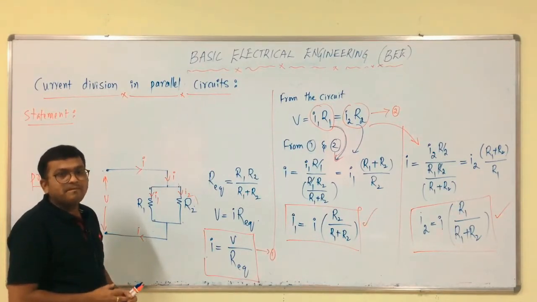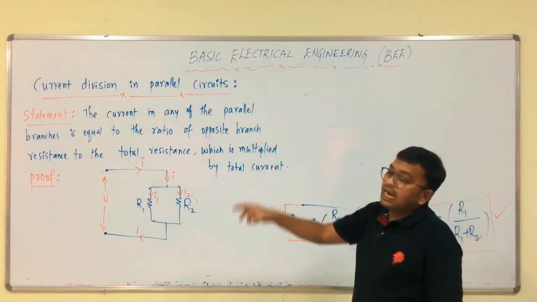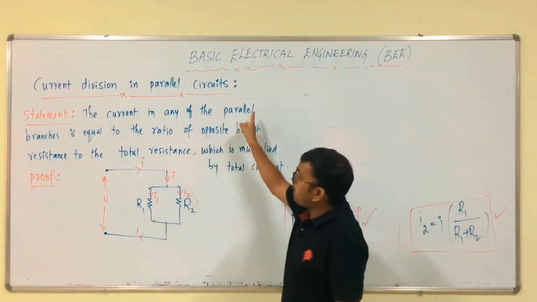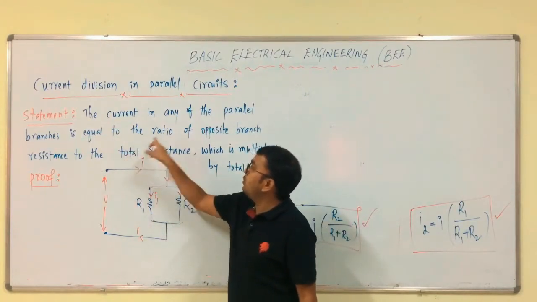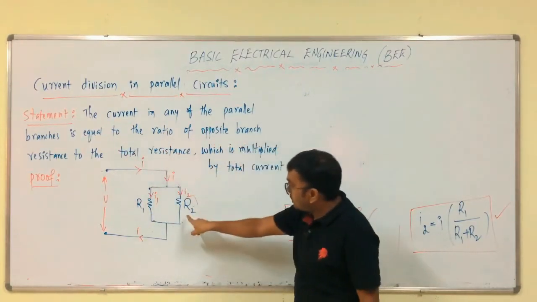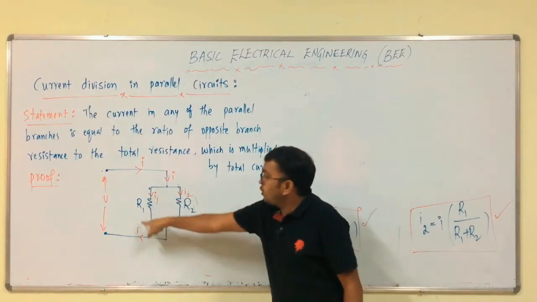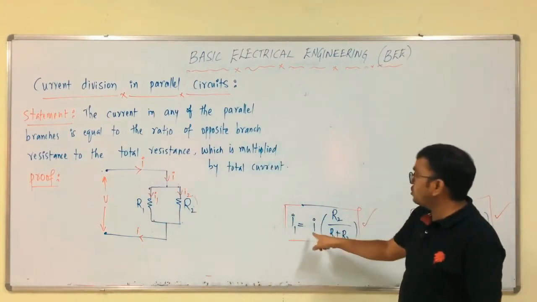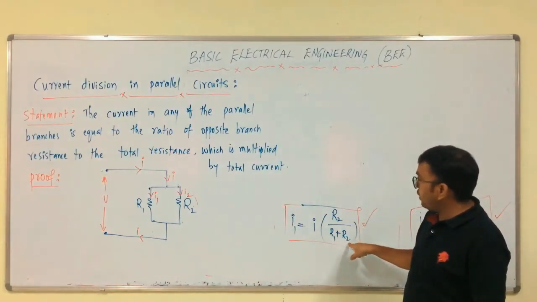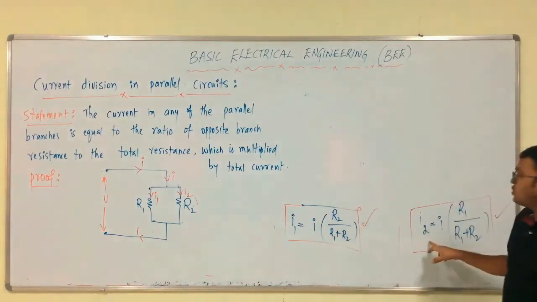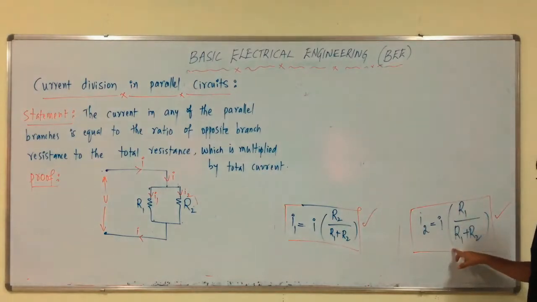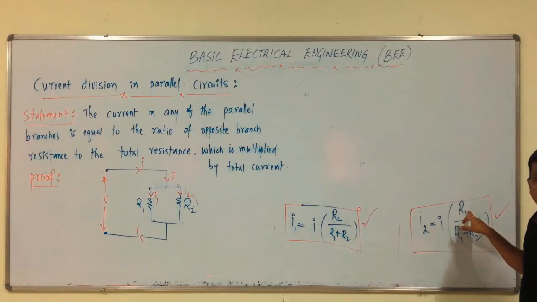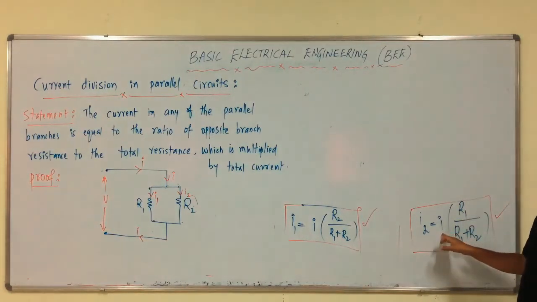So, this is the statement of the current division principle in parallel circuits: the current in any of the parallel branches is equal to the ratio of the opposite branch resistance to the total resistance, multiplied by the total current. That is I1 equals R2 by R1 plus R2 into total current. Like that, I2 is equal to R1 by R1 plus R2 into total current, because for this current, this branch resistance is the opposite branch resistance.